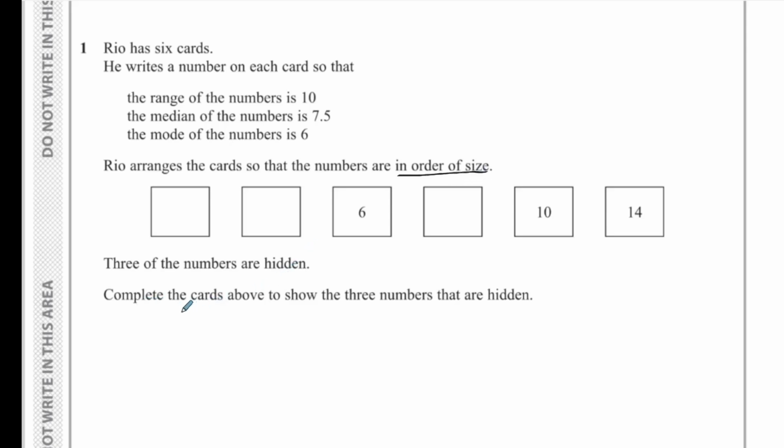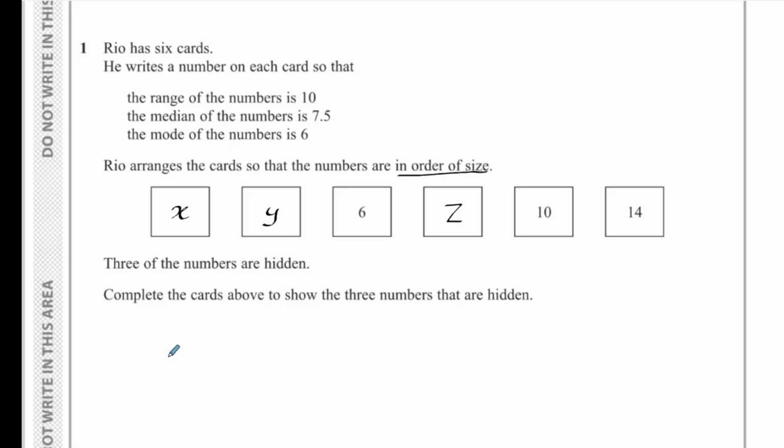3 of the numbers are hidden. Complete the cards above to show that 3 numbers that are hidden. There are 3 cards, numbers are missing here. So very first thing, let's introduce letters on these cards. First one X, second one Y, third one I'm taking as Z.